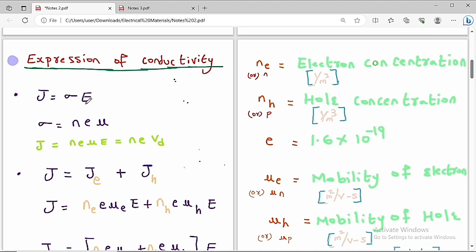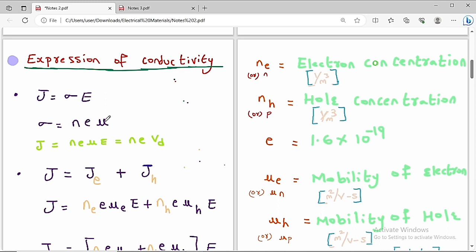J is equal to sigma into E is called the Ohm's law in the case of field theory. Okay? So J is equal to sigma into E. And what is sigma? Sigma is equal to n into e into mu. J is called the current density. Sigma is called the conductivity. And E is called the electric field. n is nothing but the charge carrier concentration. e is the charge, with the numerical value 1.6 × 10^-19.